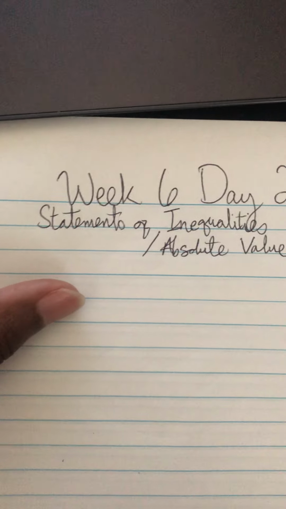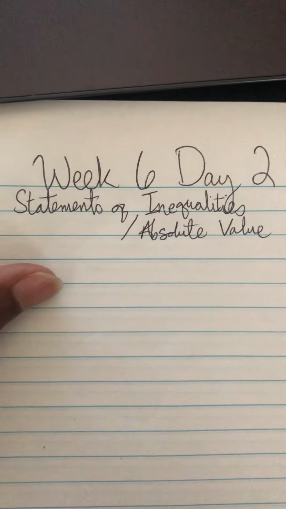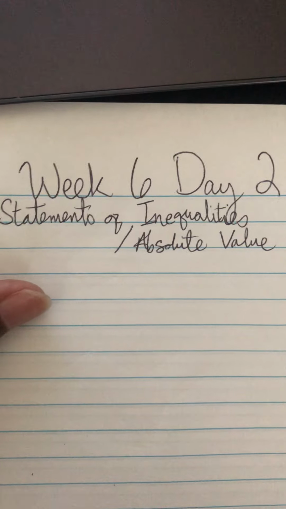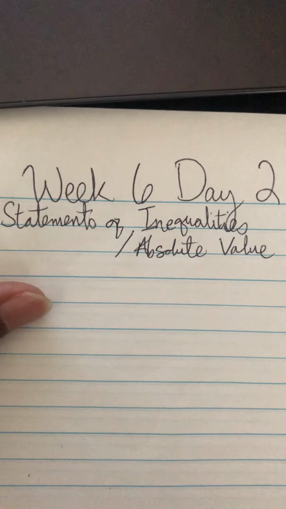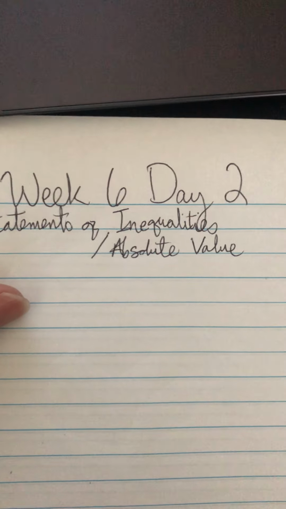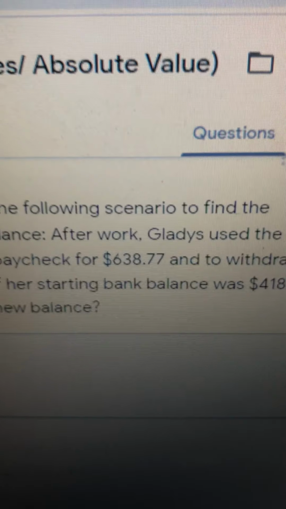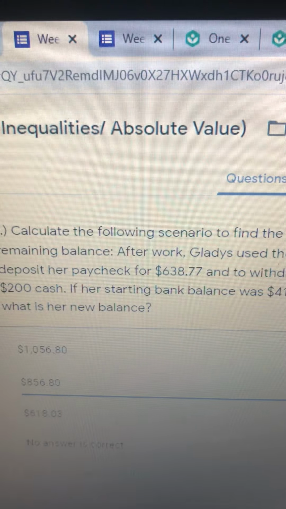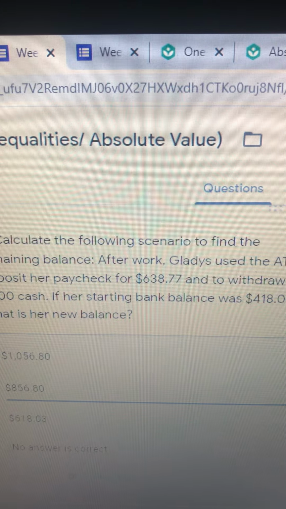So here we go. It says, calculate the following scenario to find the remaining balance. After work, Gladys used the ATM to deposit her paycheck for $638.77 and to withdraw $200 cash. If her starting bank balance was $418.03, what is her new balance? When we think about this, we see these terms: deposit and withdrawal.